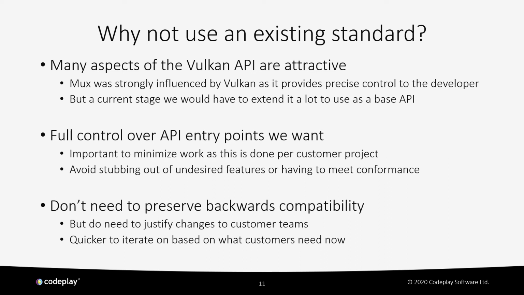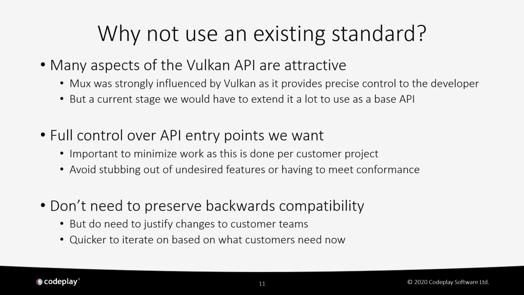An even bigger question is, why didn't we choose to build on top of an existing standard rather than writing a new specification? This is quite a common approach, and indeed even within Codeplay, we implemented the SYCL standard on top of OpenCL. And recently, there has been an open source project that implements a large amount of OpenCL on top of Vulkan called CLVK. Vulkan specifically is quite attractive for building higher level models on top of, because it provides precise control to the developer. And the MUX design was strongly influenced by Vulkan because of this. But at the current stage for Vulkan, we would have had to extend it a large amount to be able to provide full OpenCL conformant functionality.